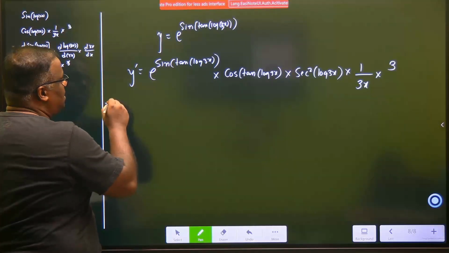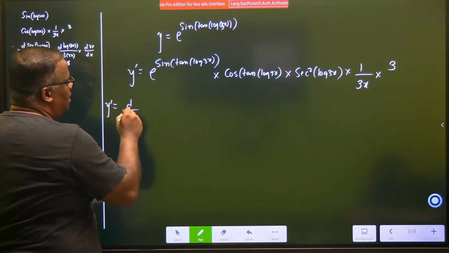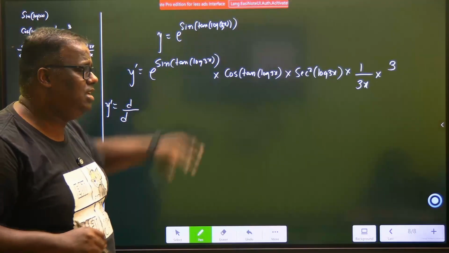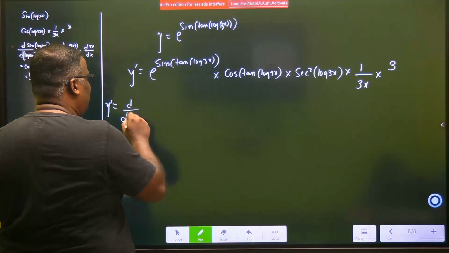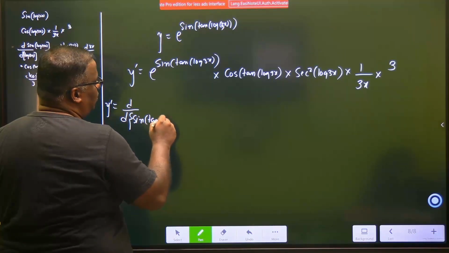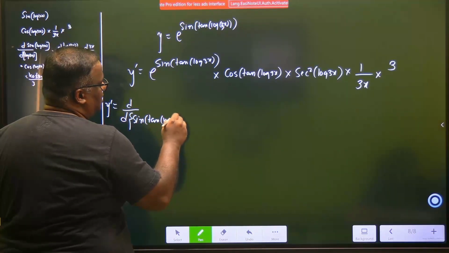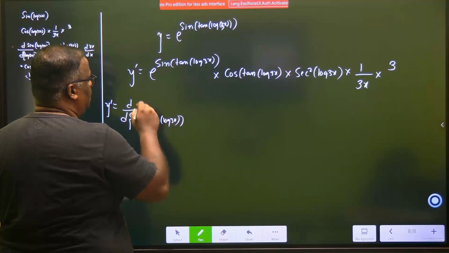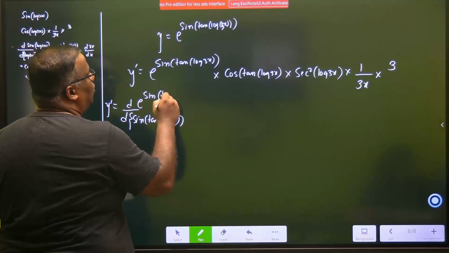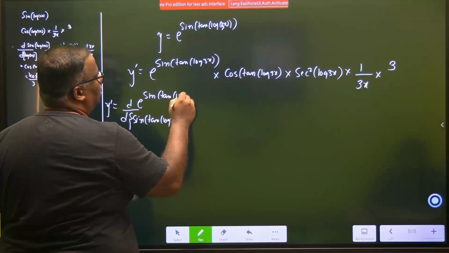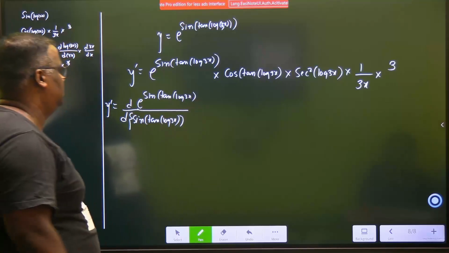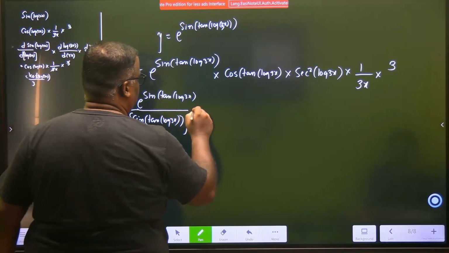We'll write step by step as y prime equal to d. In books they will do let this be equal to t. Don't do all that. In your whole life you will not be able to solve. Sine of tan of log 3x, into e to the power sine of tan of log 3x. This is the first part. Agreed? Now let's take the second part.